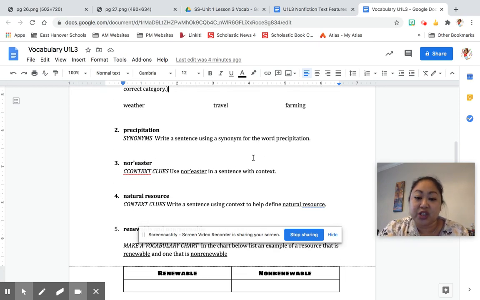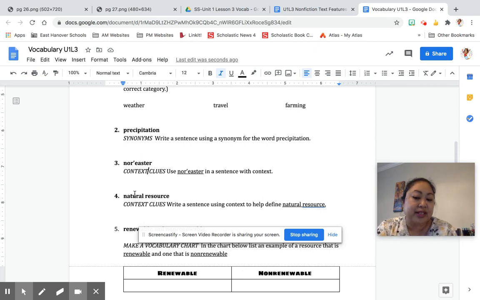Write a sentence using a synonym for the word precipitation. Now, a synonym, if you don't know, is another word that means the same as the word that you're looking at. So instead of the word precipitation, you would put in a synonym, and you could underline that. Number 3, nor'easter. Okay, we're going to use context clues. Okay, I found a mistake, so I fixed it. Context clues. Use nor'easter in a sentence with context.